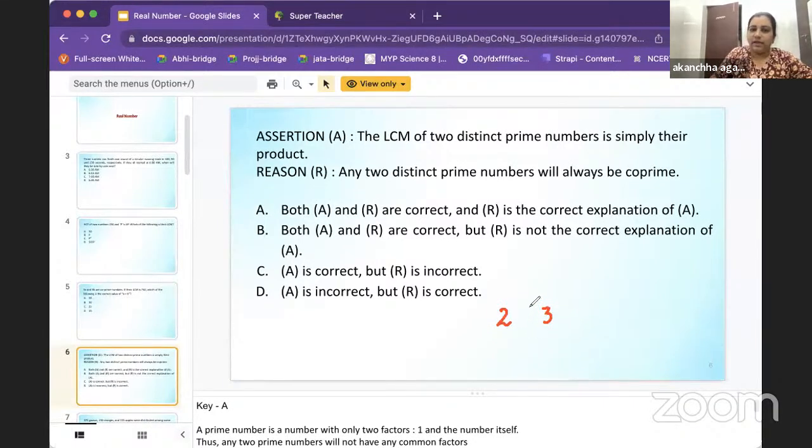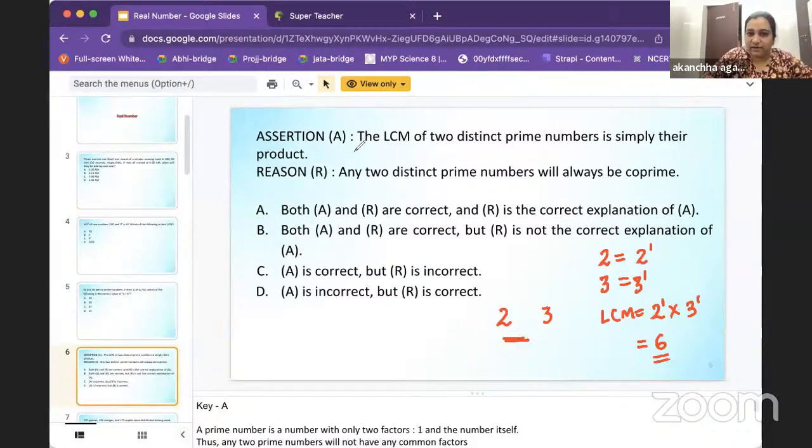What will be the LCM of these two numbers? By prime factorization, 2 can be written as 2 to the power 1, and 3 can be written as 3 to the power 1. The LCM will take whatever factors are present, raised to their highest power present. The highest power of 2 is 1 and of 3 is 1. So we get the LCM as 6. Now, the LCM of two distinct prime numbers is simply their product, which is also 6. So it is correct.